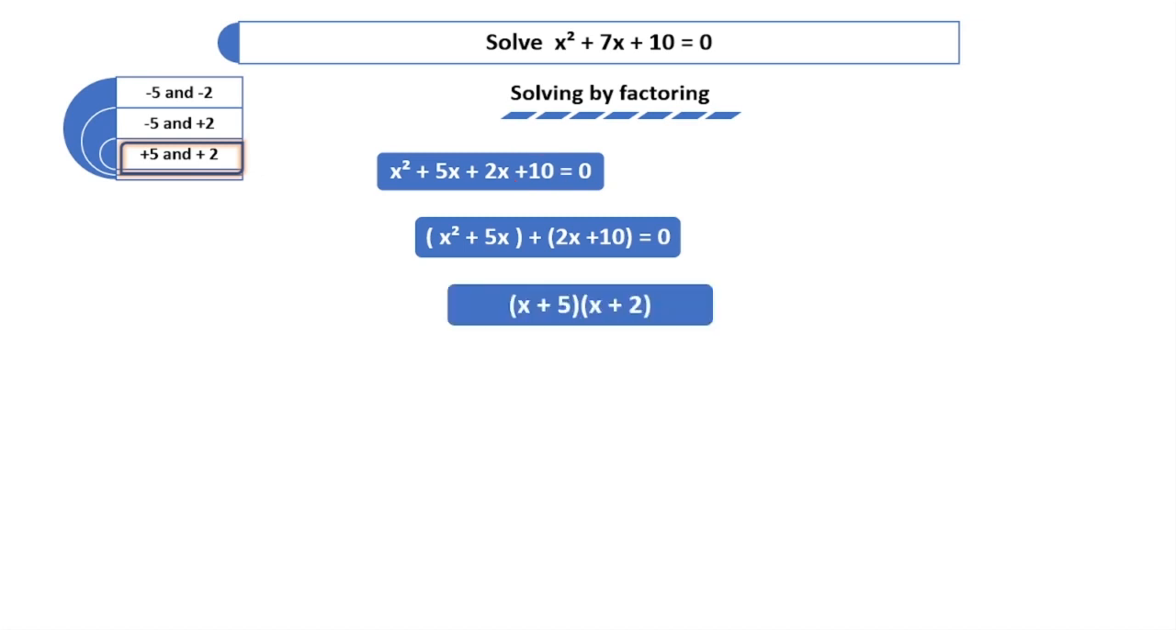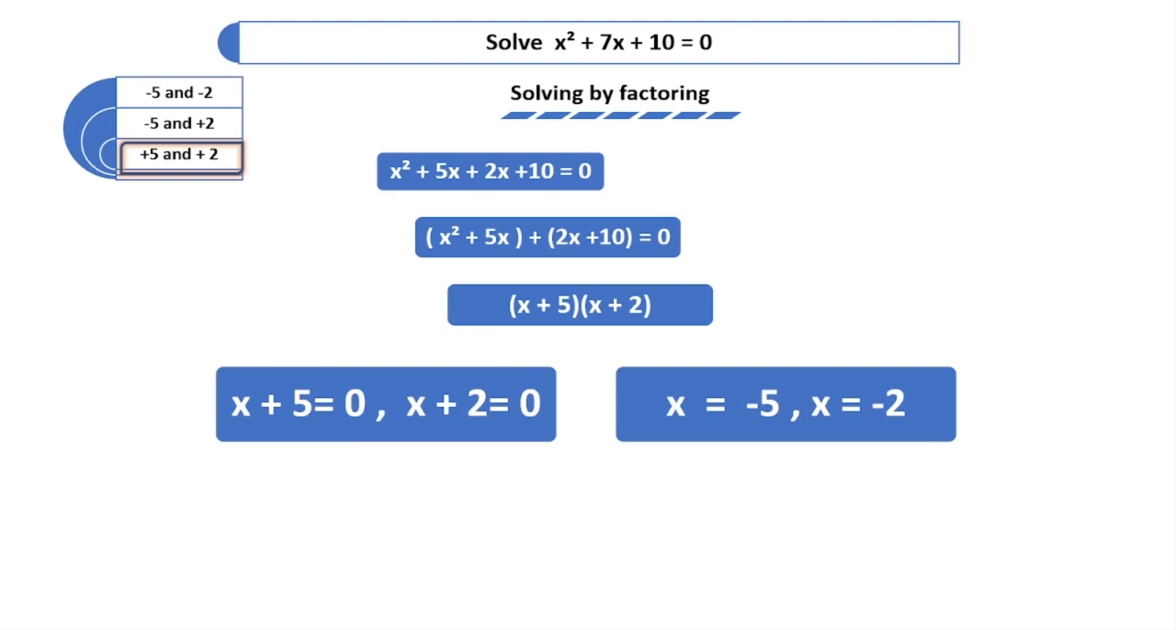And we factor out our equation and we set each factor equal to 0 to get our final answer. Then we subtract 5 from this side to get x equals minus 5, and we subtract 2 from the other side to get x equals minus 2. And this is how we get our solution for the first question. Now let's go to the second question.